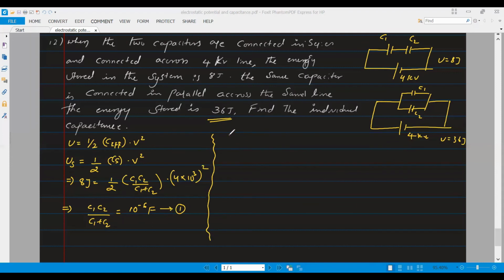Now let us go to the second case, the parallel combination. In the parallel combination, the energy is 1 upon 2 Cp into V square. So UP is 36 joule is equal to 1 upon 2 Cp, that is C1 plus C2, into 4 into 10 to the power of 3 square. If you solve for this, we are going to get C1 plus C2 is equal to 4.5 into 10 to the power of minus 6. Okay, so this is our answer.